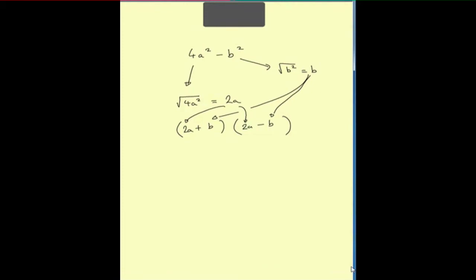And just to prove that that works, we expand it. So we get 2a times 2a is 4a squared. 2a times minus b is minus 2ab. And b times 2a is plus 2ab. And b times minus b is minus b squared. So we end up with 4a squared minus b squared.